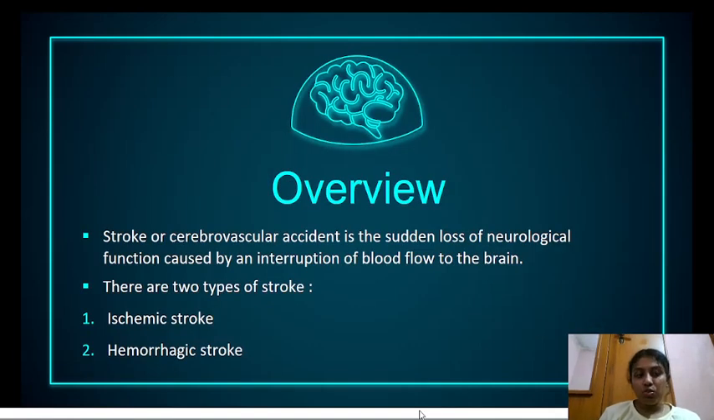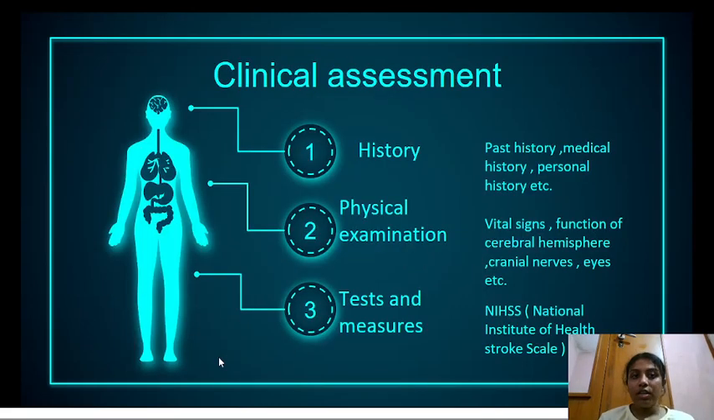So, what is stroke? Stroke, or cerebrovascular accident, is the sudden loss of neurological function caused by an interruption of blood flow to the brain. There are two types of stroke: ischemic stroke and hemorrhagic stroke. So, let's start with the clinical assessment, which has three components: the history, physical examination, and tests and measures.